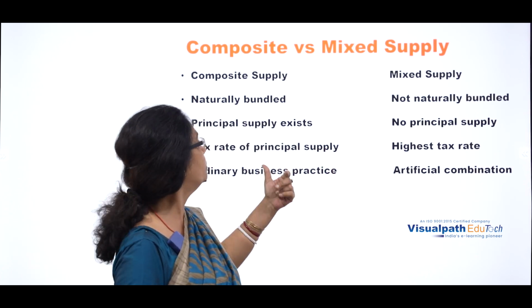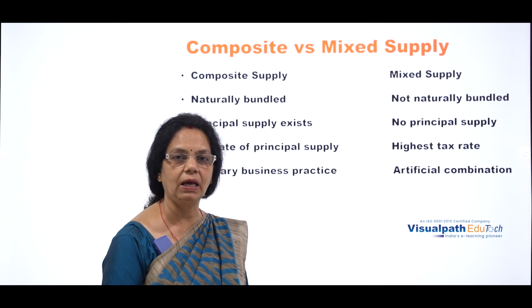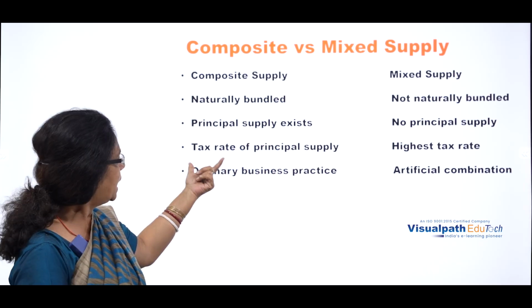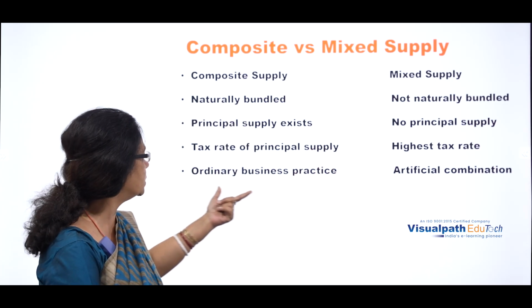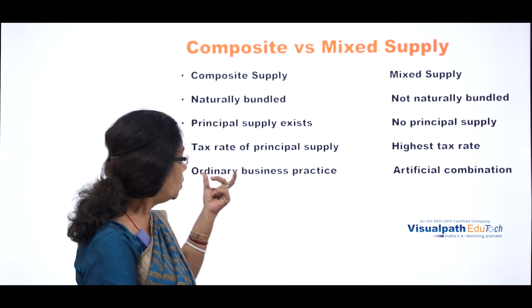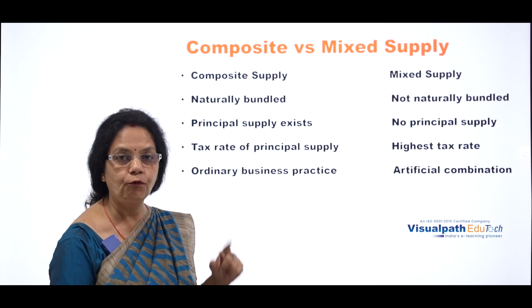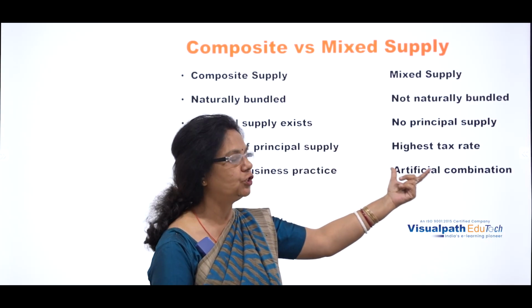In case of the composite supply, it is naturally blended. Mixed is not naturally blended. Composite has a principal supply; mixed has no principal supply. Tax rate of principal supply for composite, highest tax rate for mixed. We have already discussed all these things. Ordinary business practice versus artificial combination. Very important point, the last point. These three points we have already discussed. The fourth point I have mentioned is ordinary business practice and artificial combination.